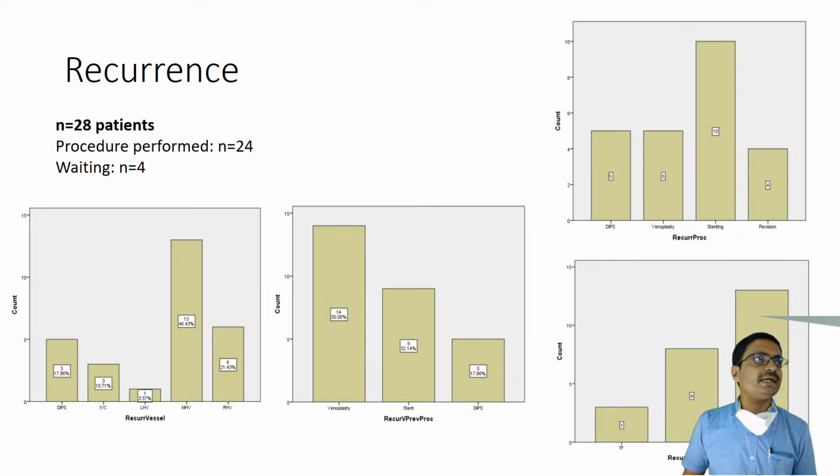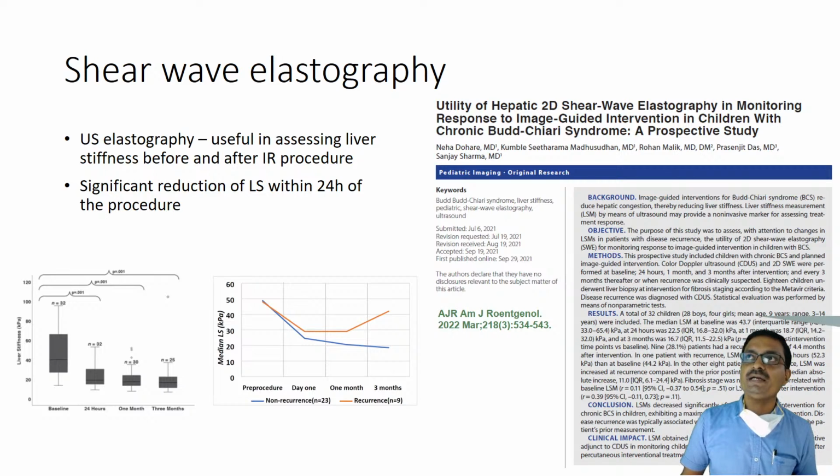If the patient had already been stented, then we did a venoplasty, a balloon angioplasty of the stent. If the patient had only had venoplasty earlier, then we placed a stent across to keep the vessel patent.